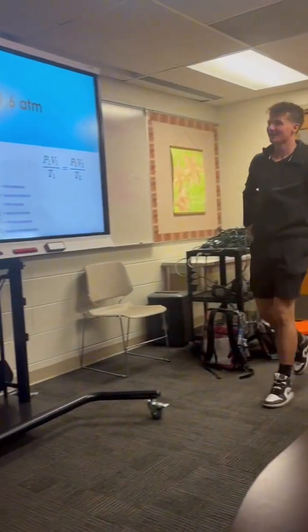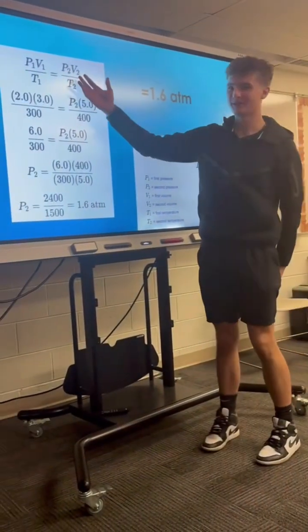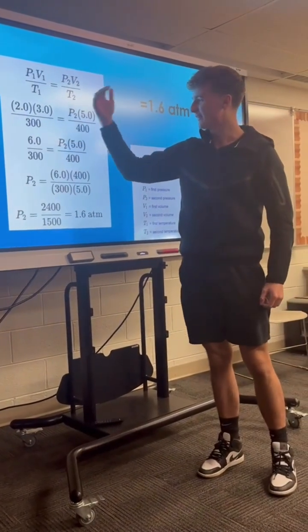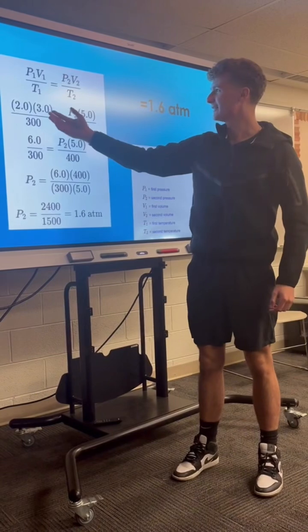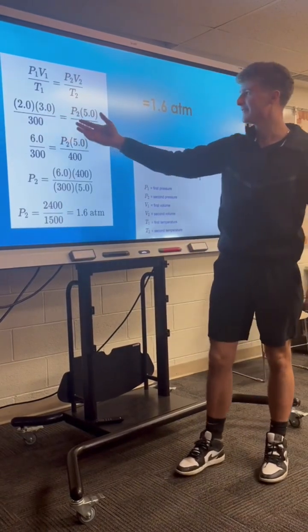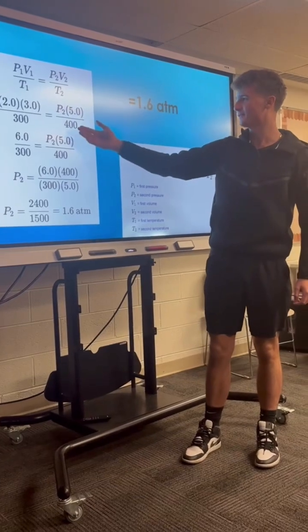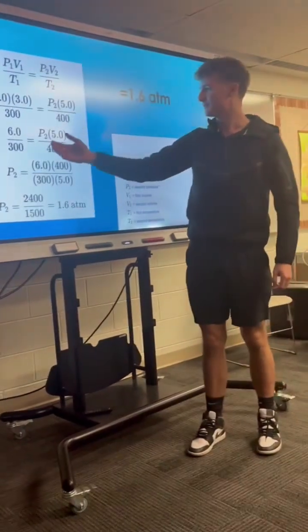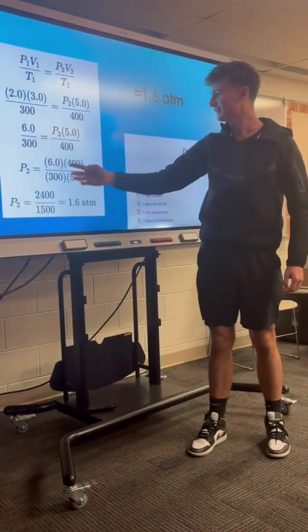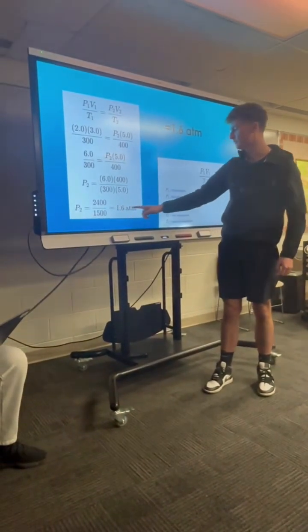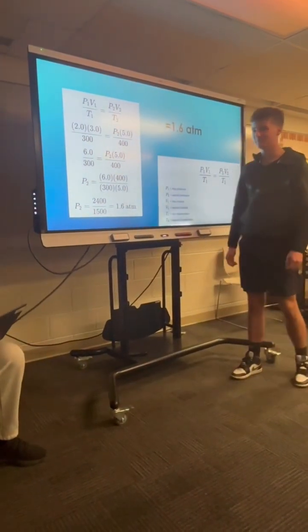Well, first, you start with our formula of the combined gas law, and then you plug in what we know. We know the pressure, the volume, and the temperature at the beginning. And then at the end, we know the volume is 5 and the temperature is 400. So then, with some basic algebra, you can find the predicted pressure, and it's 1.6 atm. All right, thank you.